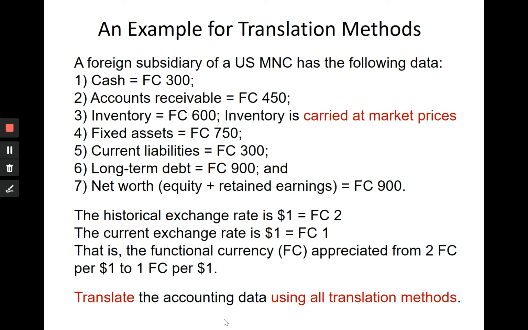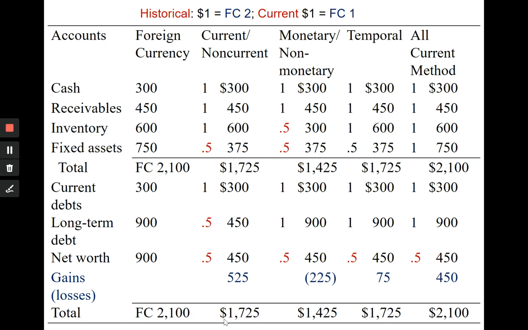This problem, which is similar to exam problems that we do and similar to a homework that you would get at the end of this lecture, says translate the accounting data using all of the translation methods available. The 4 ones that you studied in this class, so we get a good idea of these lectures. Here is the solution to this problem. It helps if you assume away some of the numbers in these solutions. So let's start with the numbers that they would give us in practice or in an exam.